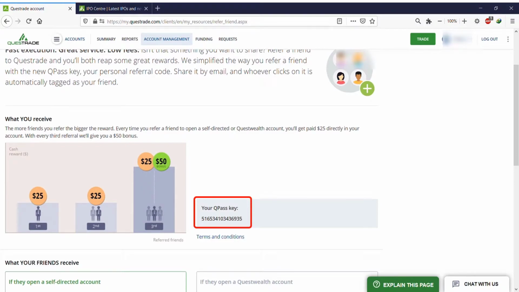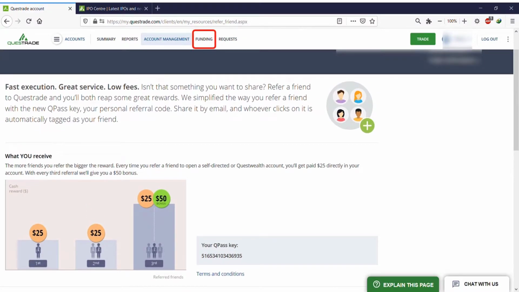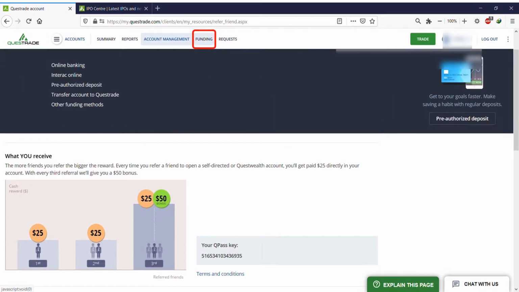Right now I have clicked, so it gave me the code, and it's a permanent code. If it is your new account, you can click and it gives you your code, and you can share it with anyone who wants to open an account. So let's go to funding on top.